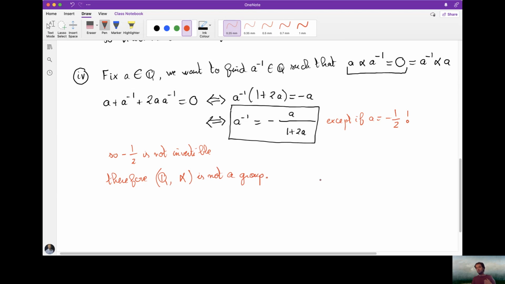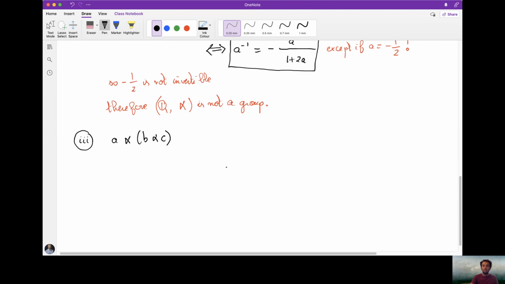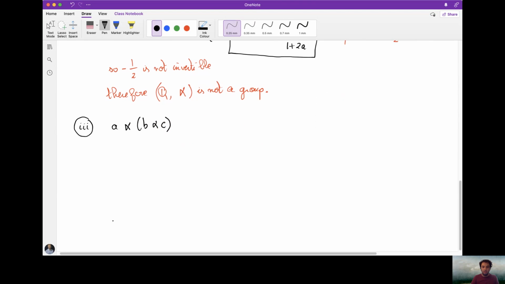Now, since this is just for the sake of it, we can check as well the associativity. It's just a small exercise. It's completely useless in this case because we already know that it's not a group, but just for the sake of it, we can also check the associativity, okay? So for associativity, we should check what happens if we're doing A composed with B composed with C, and we should try to compare this with what happens if we're doing the opposite, right? A composed with B, and this whole thing composed with C, okay?